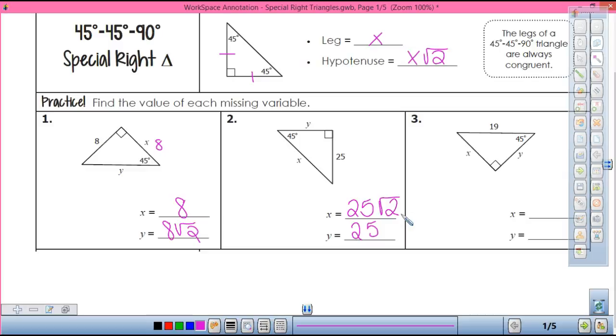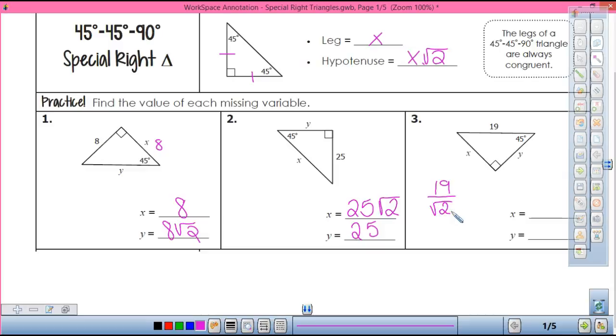So in 3, what are they giving us? They're giving us the hypotenuse. So to go from leg to hypotenuse, what did we do? We multiplied by the square root of 2. So to go backwards, from hypotenuse to leg, we're going to have to divide by the square root of 2. So we've got to take 19 divided by the square root of 2.